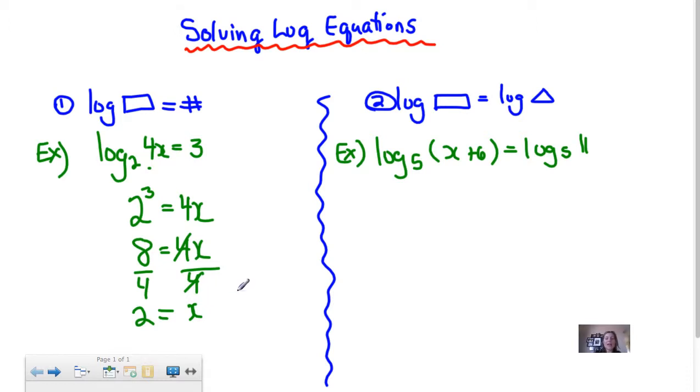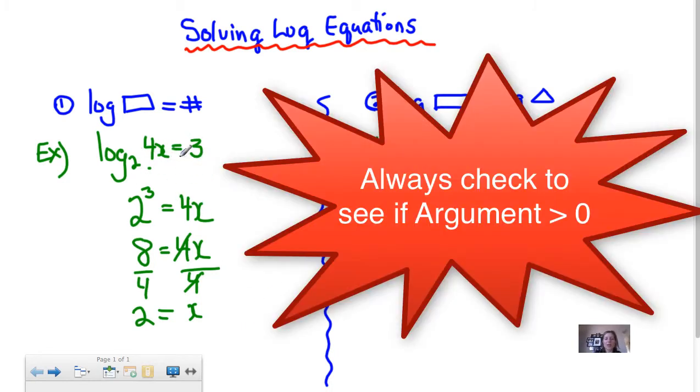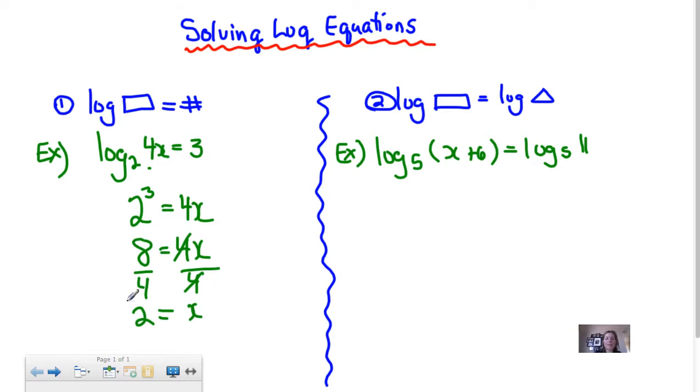Now, the one thing we have to double check every single time we get the answer to a log equation is if I substitute x back into the original equation, is the argument going to be greater than 0? Because all arguments have to be greater than 0. If the argument is less than 0, then that solution that you found would be inadmissible. But in this case, let's check it.